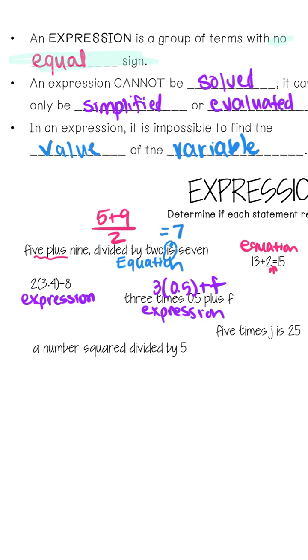Okay, let's look at this one. 5 times j is 25. Because it has that "is," that's going to be like your equal sign. So that means it is an equation.